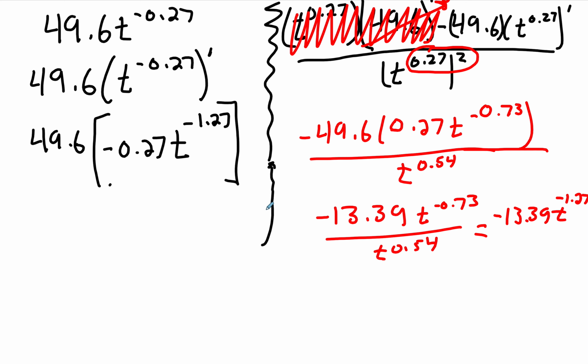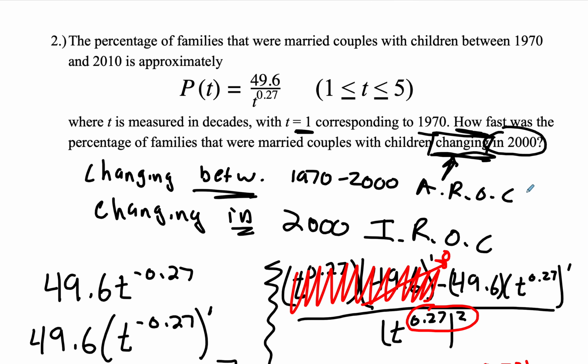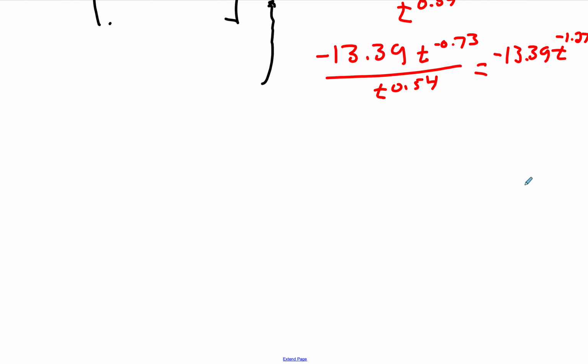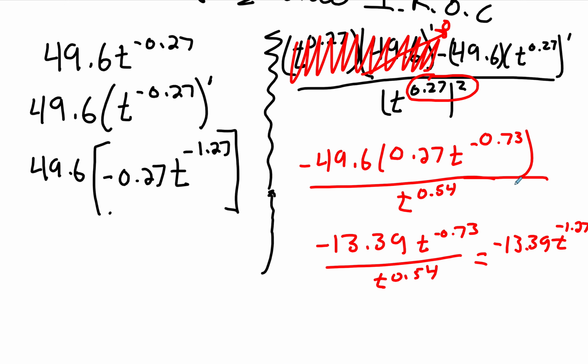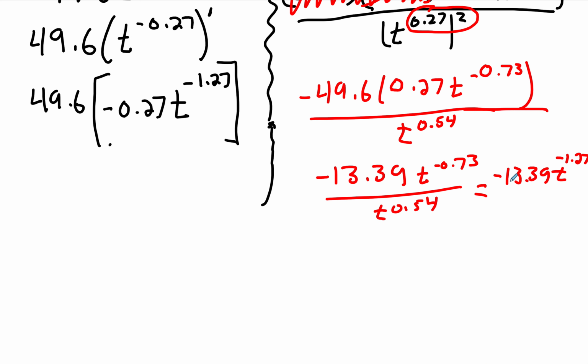So this is saying at a particular point in time, this is how fast the percentage of families that were married with children is changing. So at 0, it's not changing at all. We literally just started. And actually 0 is not defined. So at 1, it's going down. If you plug in 1, you'd get 1. So it's going down by 13.39, etc.